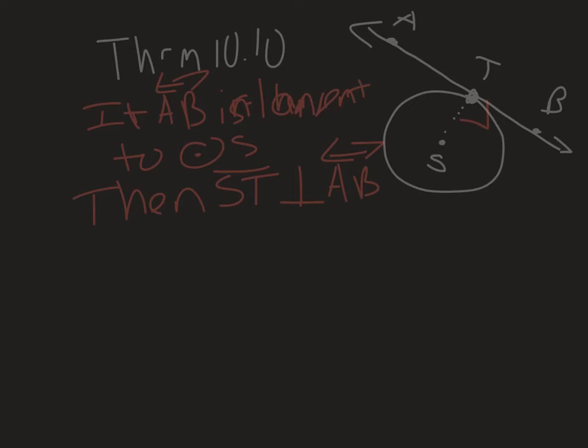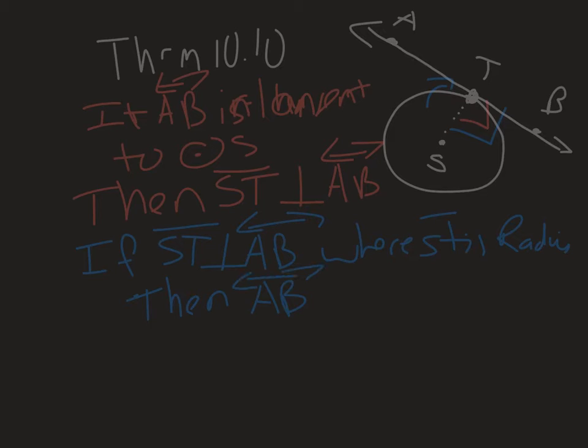And remember, the if and only if, it also goes the other way. If I know this is perpendicular, then I know this is a tangent line. So if ST is perpendicular to AB and ST is a radius, then AB, the line, is tangent to circle S.